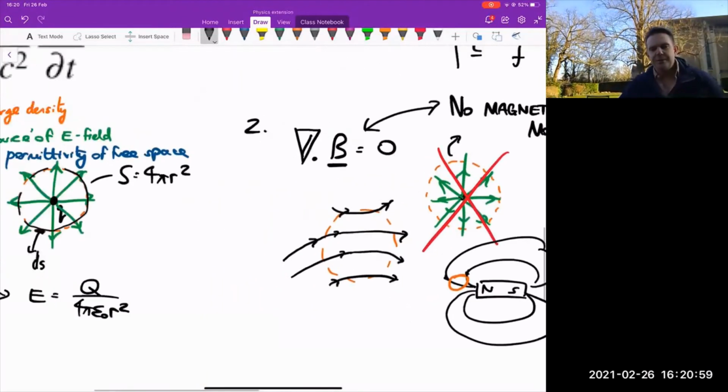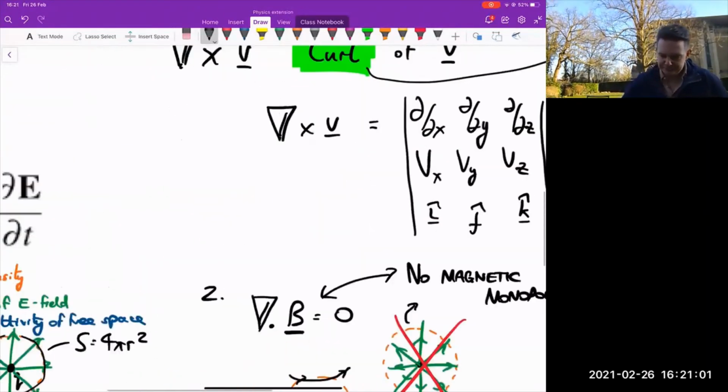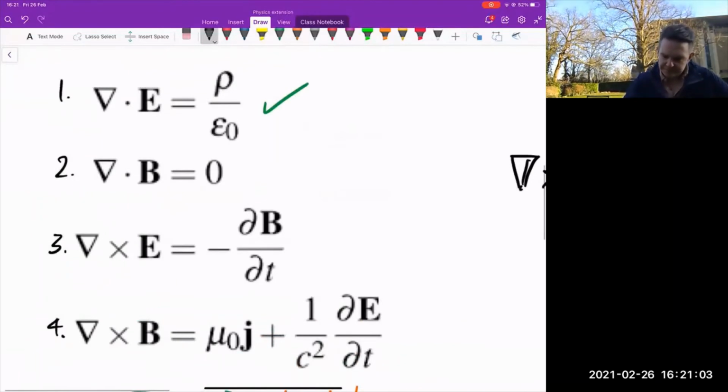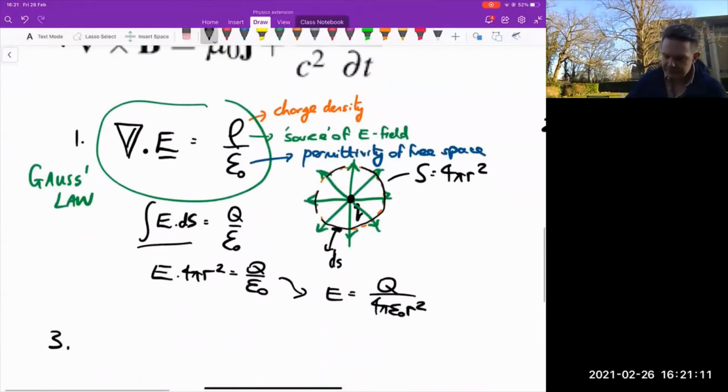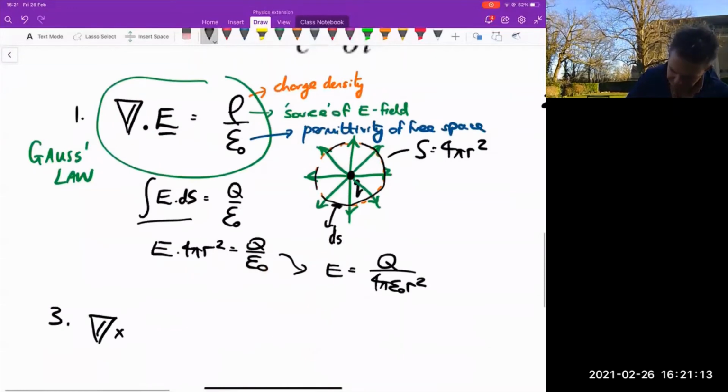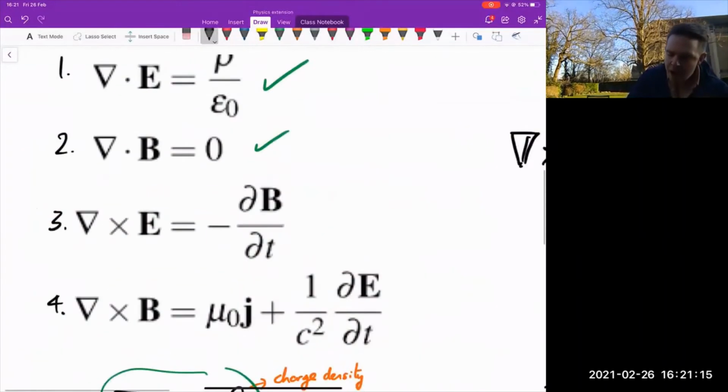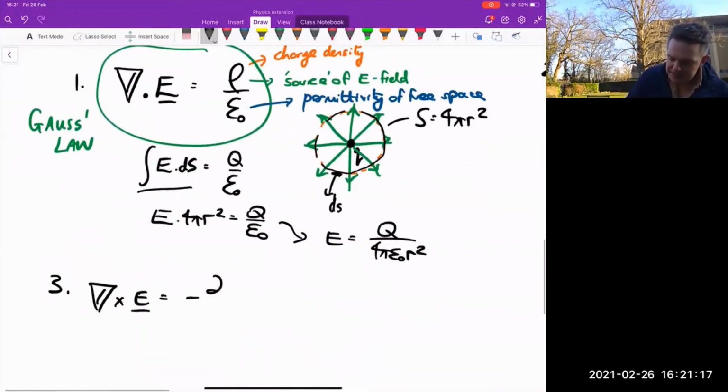That's equation 2. No magnetic monopoles exist. Tick. Next. Equation 3. The curl of E is minus dB by dt.